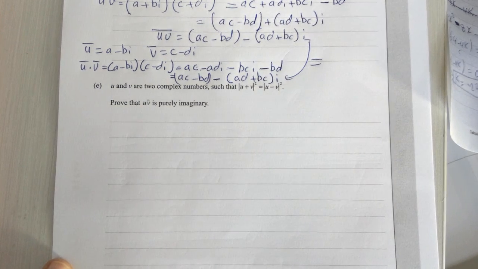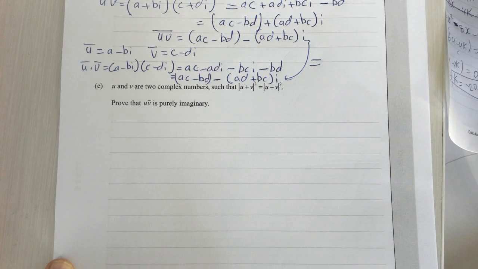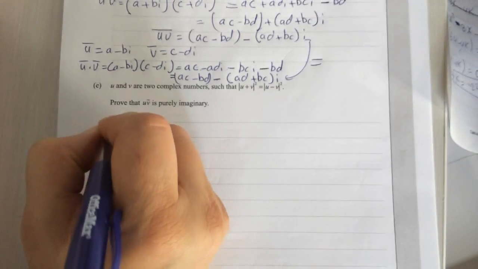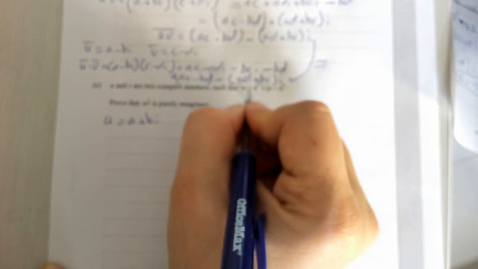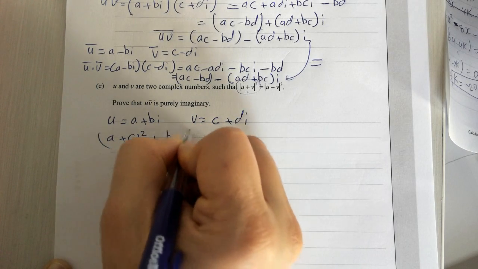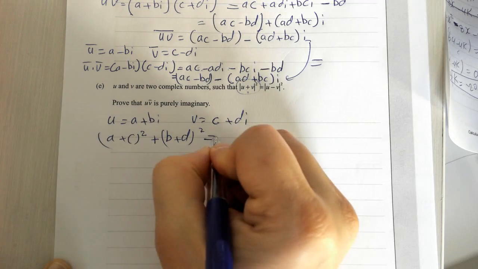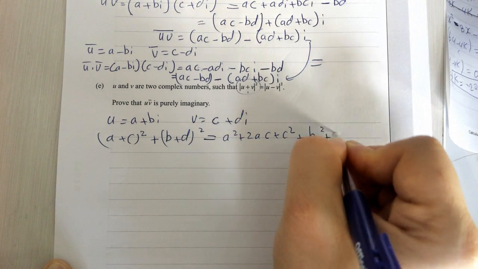Now the next bit: u and v are two complex numbers such that |u+v| = |u-v|. Prove that u times v conjugate is purely imaginary. Purely imaginary means only the imaginary part is there. So again, you're going to assume that u is a plus bi and v is c plus di, and then you're going to find first the modulus squared of u plus v, which will be (a plus c) squared plus (b plus d) squared. If you expand that, you will get a squared plus 2ac plus c squared plus b squared plus 2bd plus d squared.